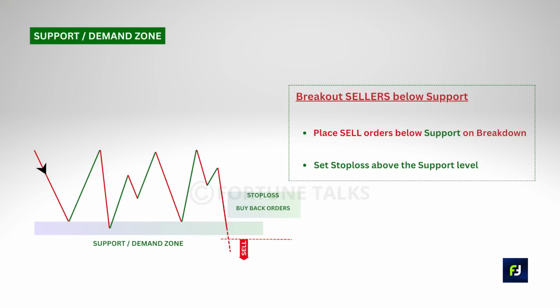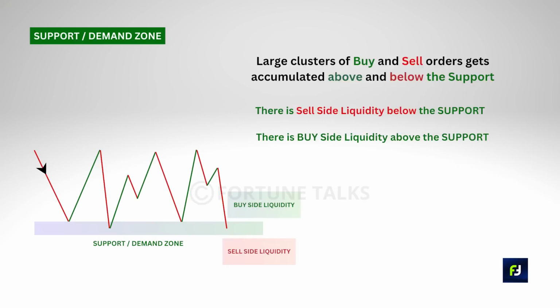And when it comes to short sellers, they are looking for a breakdown below the support level. So they will either place a sell limit order or a sell market order at or below the support level when the breakout happens. And these guys will set their stop loss somewhere above the support level, which is actually a buyback order. Now, as you can visualize, there are large clusters of buy and sell orders getting accumulated above and below the support level. Or in other words, there is sell side liquidity, or clusters of sell orders, below the support, and buy side liquidity, or clusters of buy orders, above the support level.